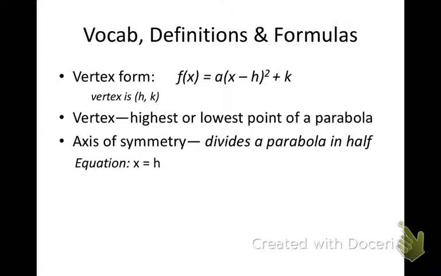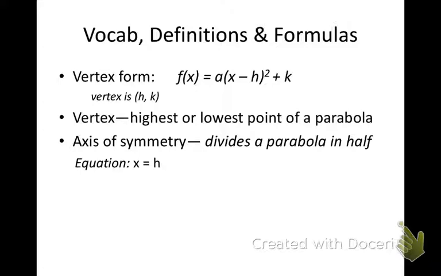So go ahead and rewrite that general formula that I know you're used to by now. f of x equals a times the quantity x minus h squared plus k. And then write down again that the vertex is located at (h, k). The vertex is the highest or the lowest point of the parabola, which we've talked about.